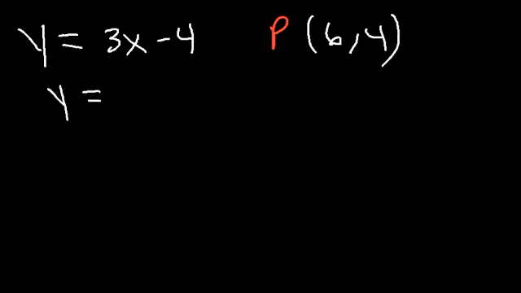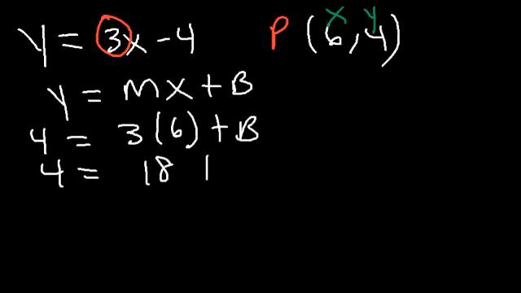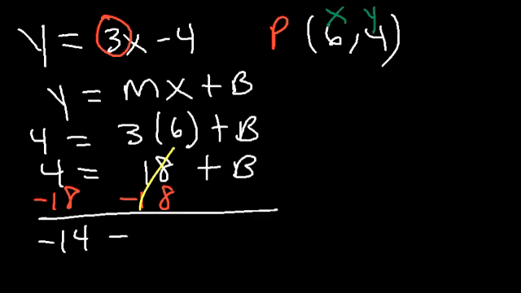Starting with the equation y is equal to mx plus b, let's replace m with the slope, and let's solve for b. Let's plug in x, which is 6, and 4 for y. So 4 is equal to 3 times 6 plus b. So 3 times 6 is 18. And if we subtract 18 from both sides, we can see that the value of b is going to be 4 minus 18, which is negative 14.